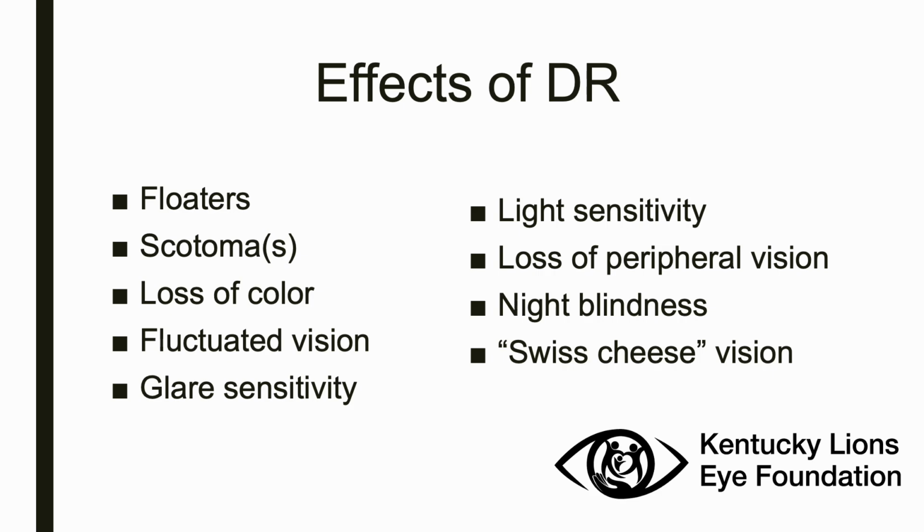Other effects of diabetic retinopathy can include floaters, scotomas, or known as blind spots, loss of color, fluctuated vision, glare sensitivity, light sensitivity, loss of peripheral vision, often from neovascular glaucoma, difficulty with dim lighting or night vision, and often having the Swiss cheese effect within your vision.